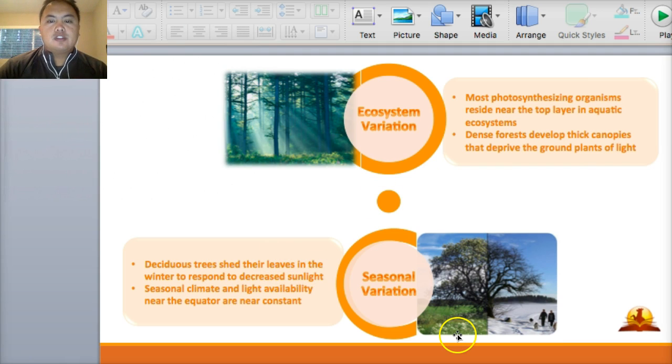Okay. In terms of seasonal variation, if you have deciduous trees, they shed their leaves in response to winter. So in places that have seasons, not necessarily Southern California, the reason why they drop their leaves is because there's decreased sunlight in the winter. Okay.